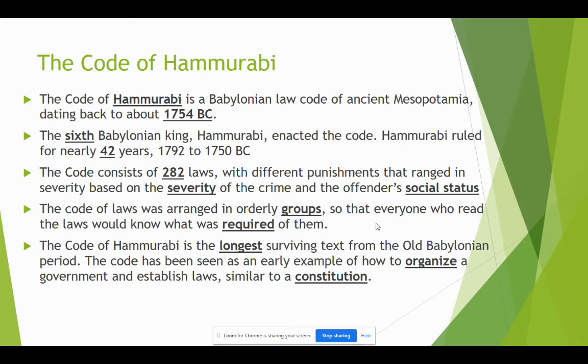The Code of Hammurabi is the longest surviving text in the Old Babylonian period. The code has been seen as an early example of how to organize a government and establish laws similar to a constitution. Our country has a constitution as our governing document. See how this influenced our system.